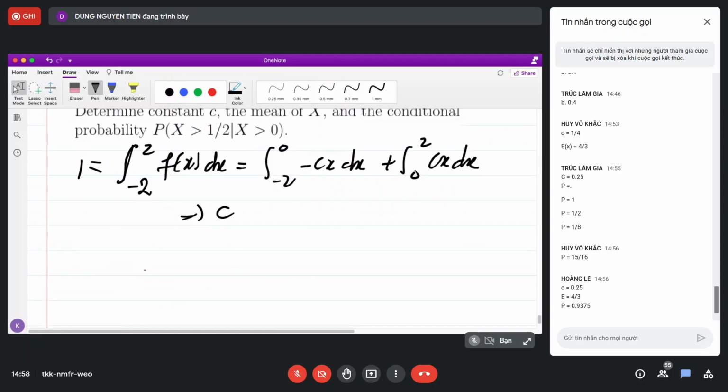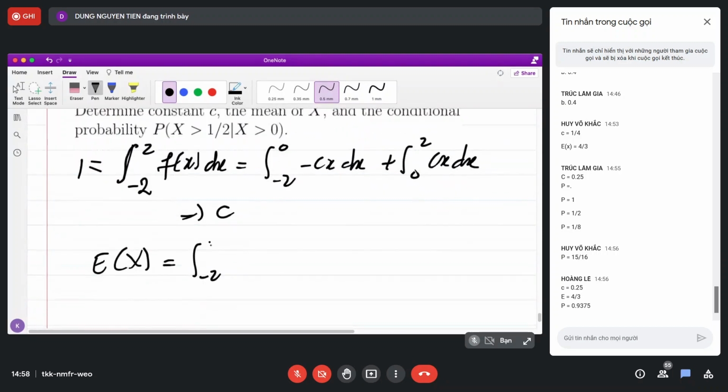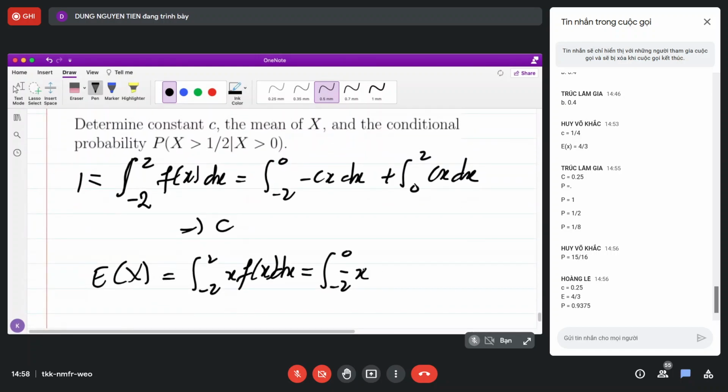For the mean of x, what do you get? The mean of x is the average, which is the integral from -2 to 2 of x f of x dx. And then you get the integral from -2 to 0 of x times -c x dx plus the integral from 0 to 2 of x times c x dx. Okay.